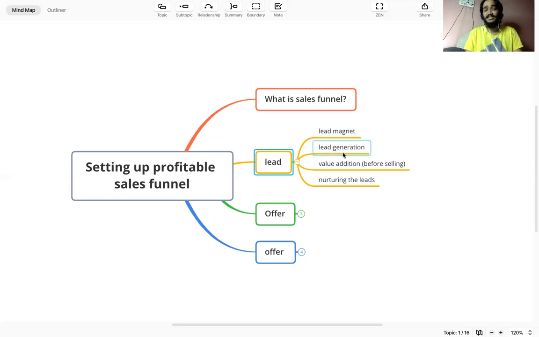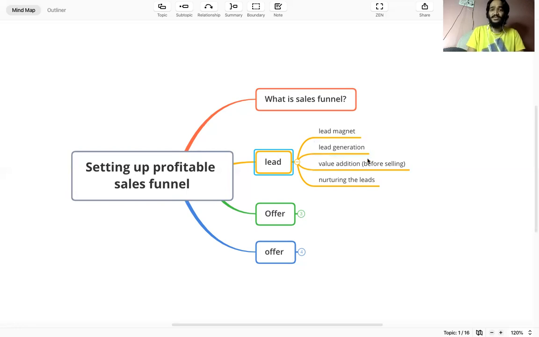Basically, lead generation is turning your cold customers into warm customers and then hot customers, that is your buying customers. Hot customers are your buying or existing customers. Cold are those who don't yet know about your brand or who you are, and the warm ones are customers who have a little bit of an idea about you. So creating lead magnets and lead generation is a very major process.